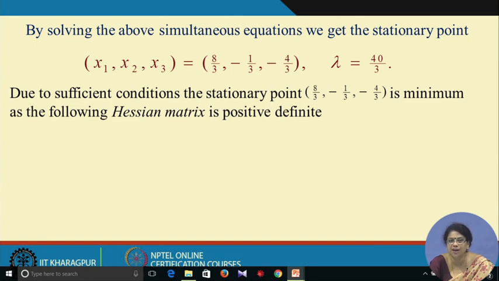Now, you see here we have only one constraint. If we have more than one constraint, we will have different lambda values for the respective constraints, and we will judge the effects.